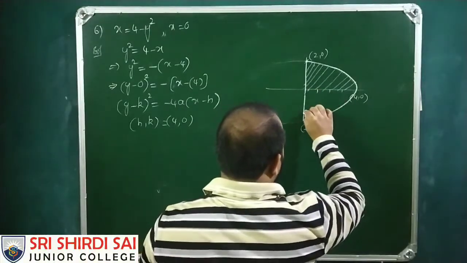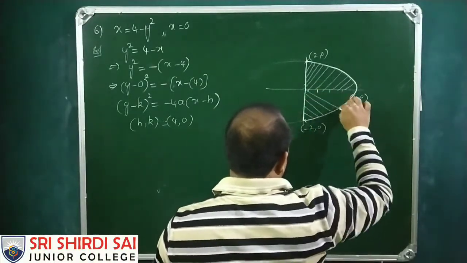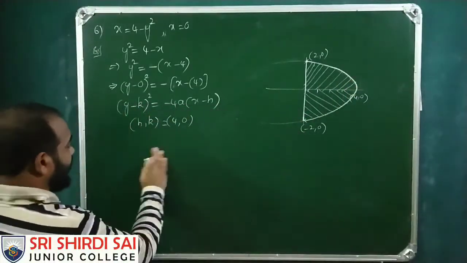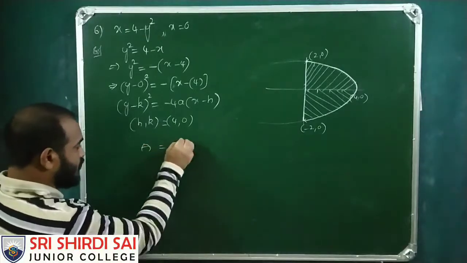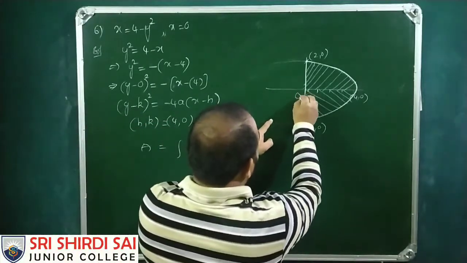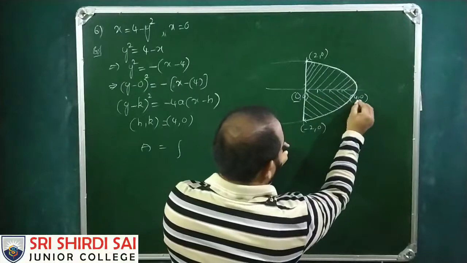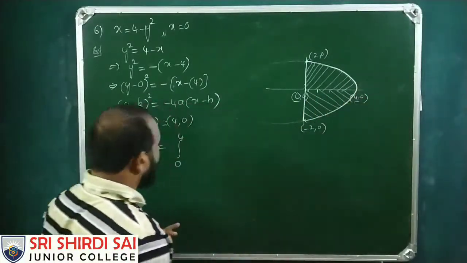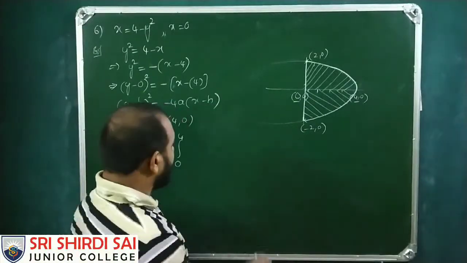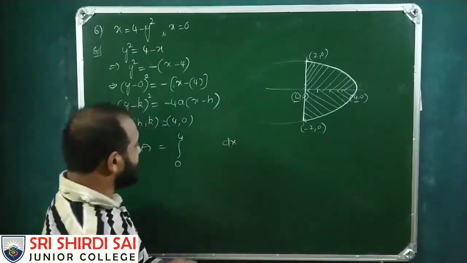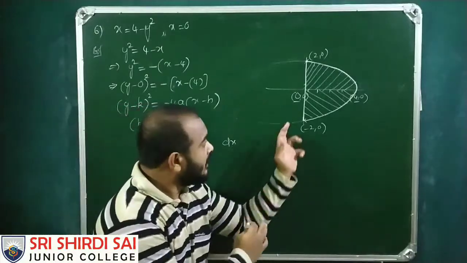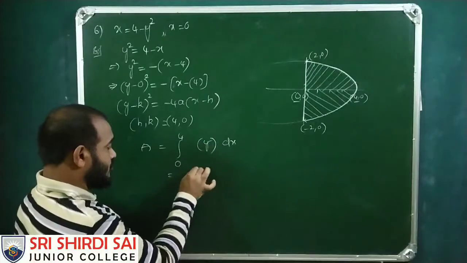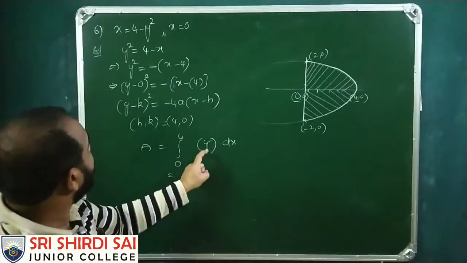Okay, so the area of the region bounded by these two curves is what we want to know. Area is equal to, from 0, 0 to 4, 0, so 0 to 4 are the limits of x, dx. Dx is followed by y dx, right? So 0 to 4, what is y?